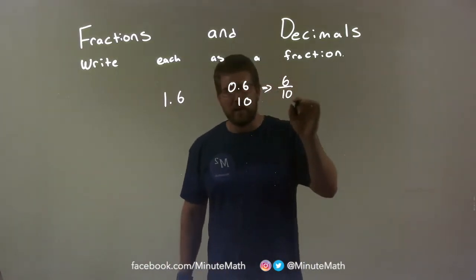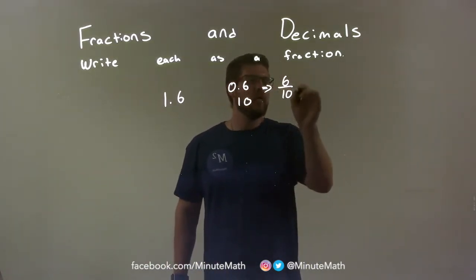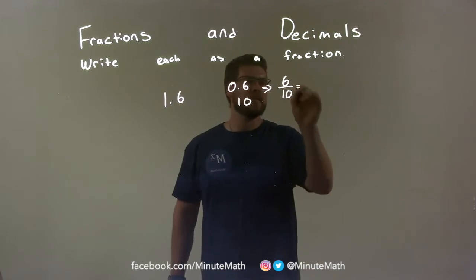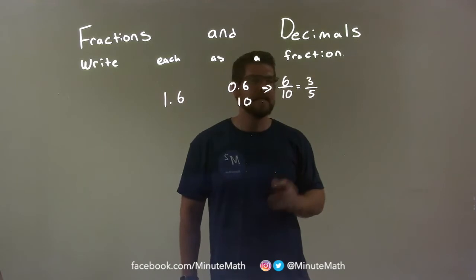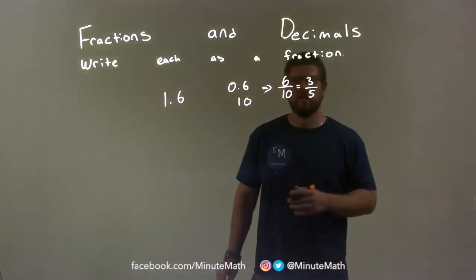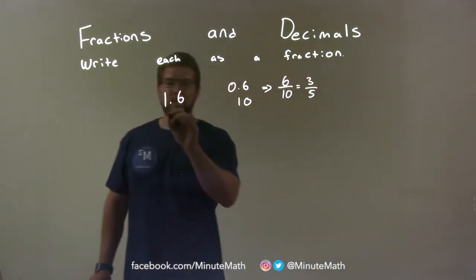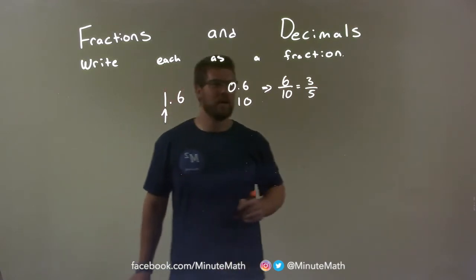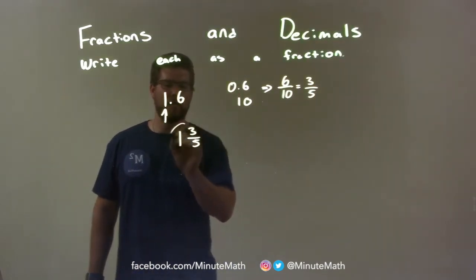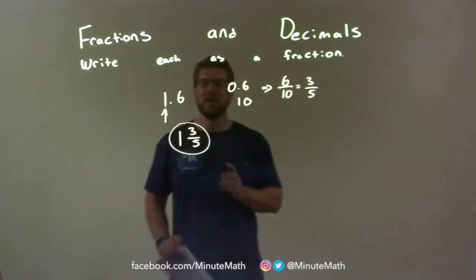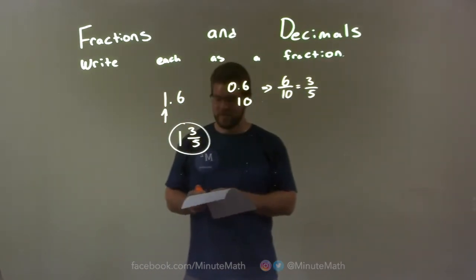6 divided by 10. Well, that can be simplified. Both are divisible by 2, right? So 6 divided by 2 is 3, and 10 divided by 2 is 5. So we have 3/5. Well, I can't simplify that anymore. So I combine the 3/5 with the 1 that's out front, and we have 1 and 3/5, and there we have our final fraction answer of 1 and 3/5.